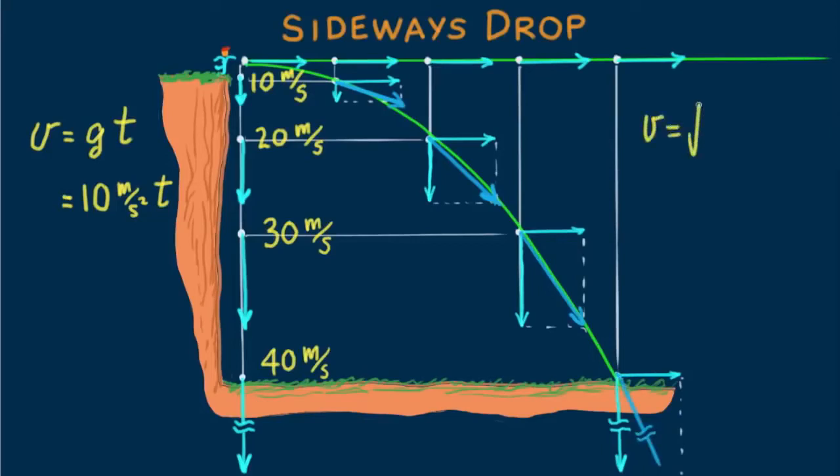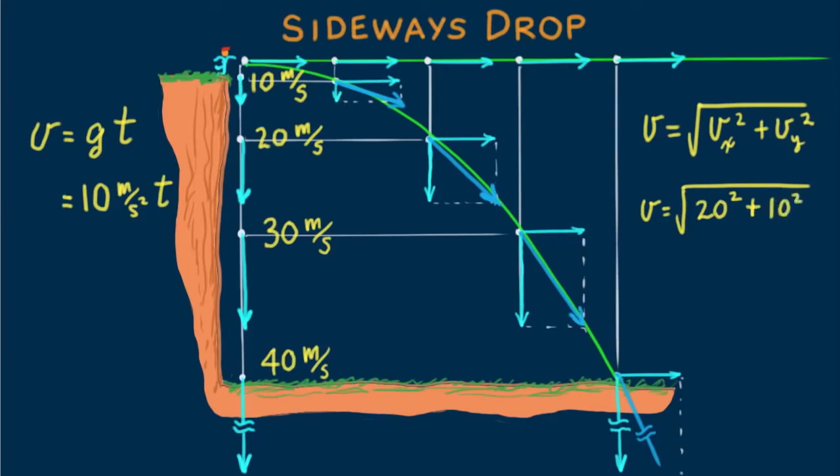To calculate the magnitudes of these velocities, we use the Pythagorean theorem. v equals the square root of the sum of the components squared. We'll call the horizontal direction x and the vertical direction y. How much is the velocity at the 1 second position? It's the square root of 20 squared plus 10 squared. Your calculator will show you it's about 22 meters per second.